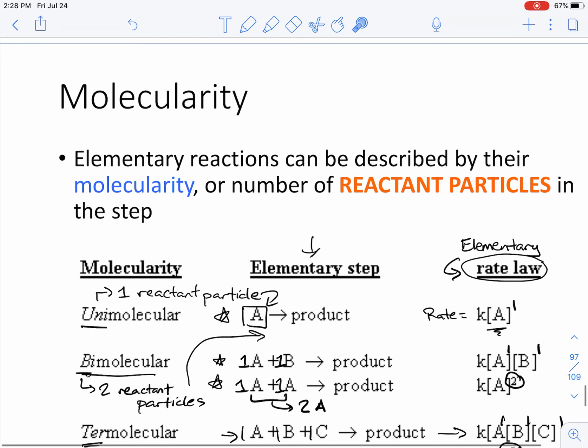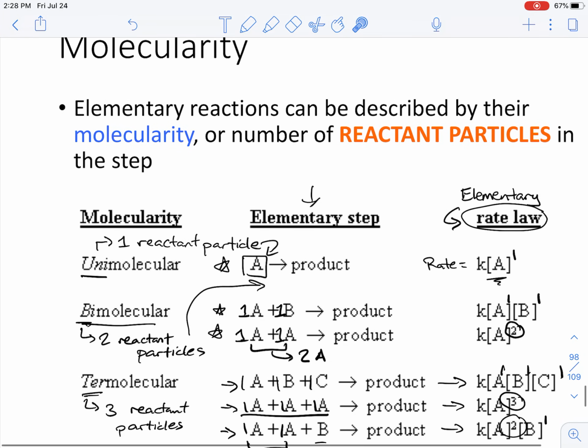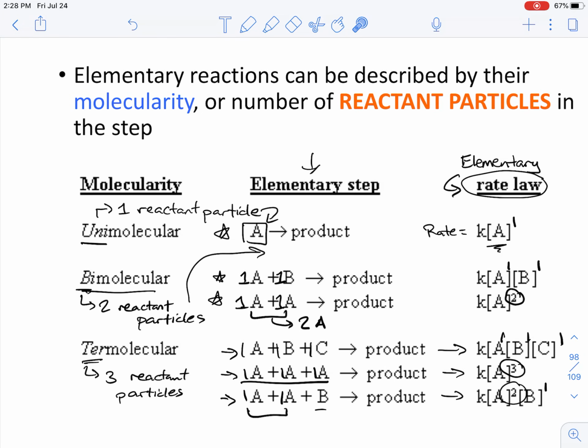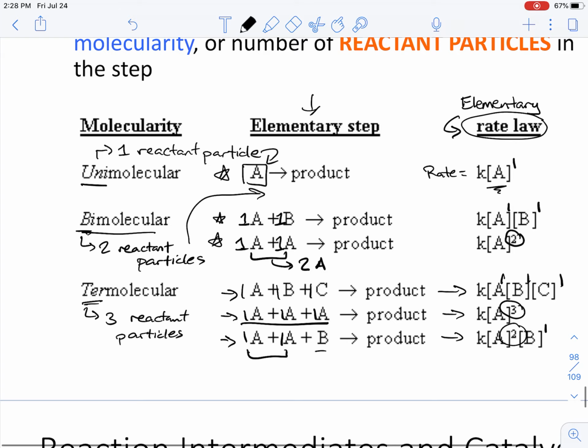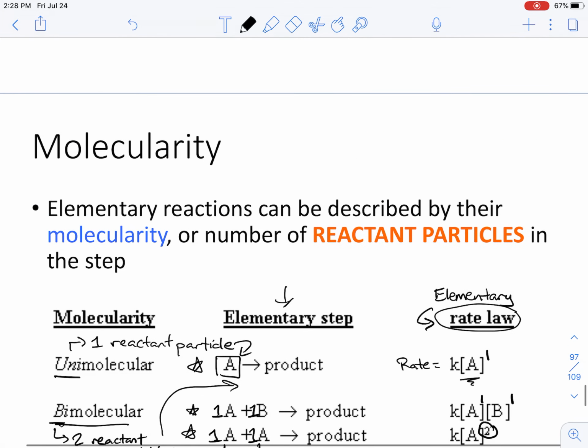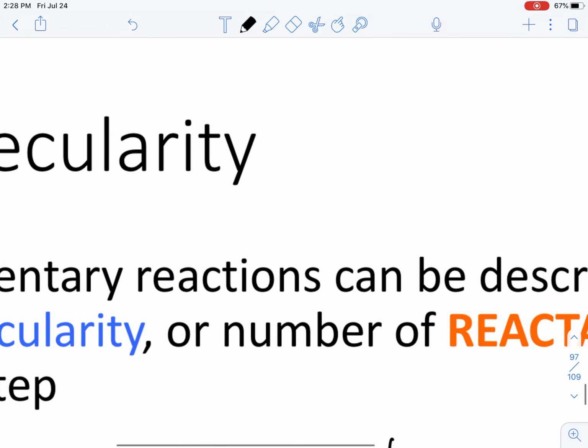Now, there's another reason why we pay attention to molecularity of elementary steps. So the molecularity kind of reflects the likelihood that those reactant particles will collide in an efficient way. So it has to follow collision theory. So remember, for collision theory, let me see if I have room. No, I don't. So let me just write it over here.